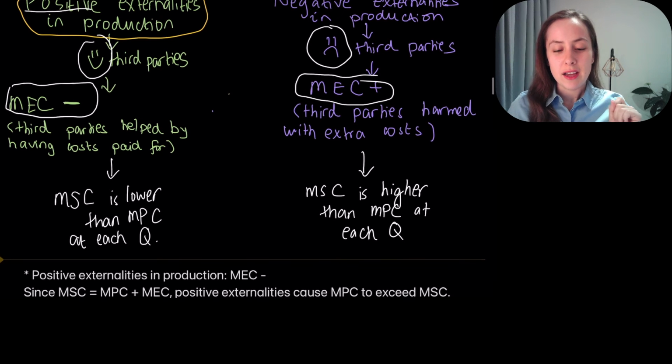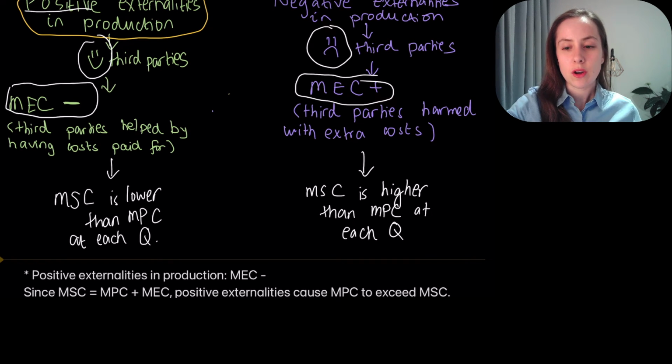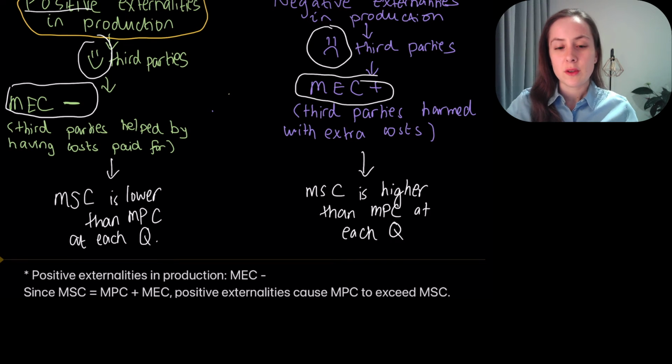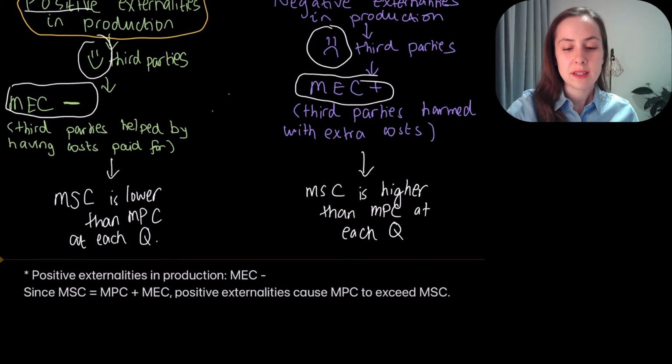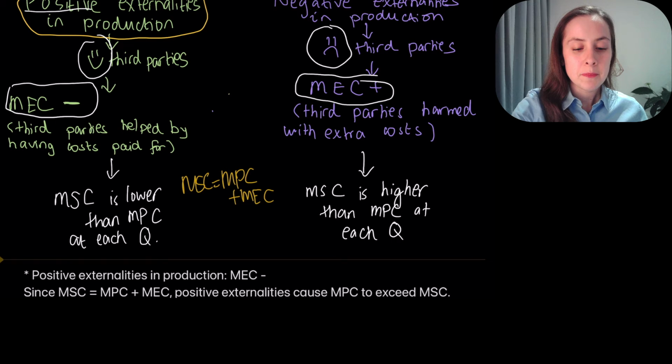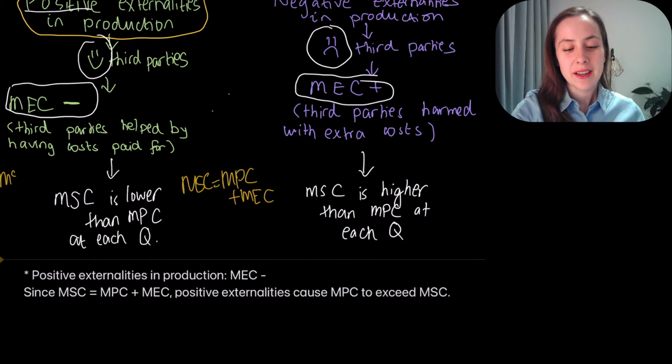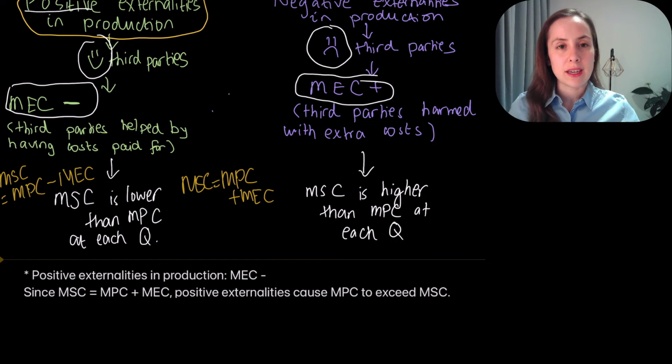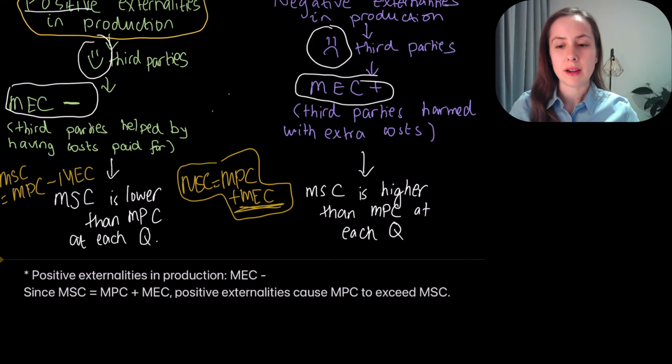And the next one, as a result, we're going to see that the MSC is lower than the MPC at each quantity for the positive production case. Remember, how do we see this? MSC is the sum of MPC plus MEC. So really what you're doing with the positive production thing is you're doing MSC equals MPC minus MEC. And because of that, you will get the MSC lower than the MPC. With the negative externality in production, where you're adding costs onto third parties, you are adding costs just like that, and that will pull up your social cost to be higher than your MPC.